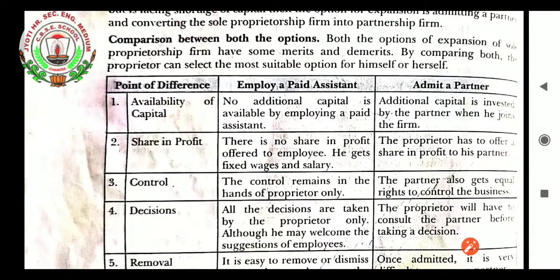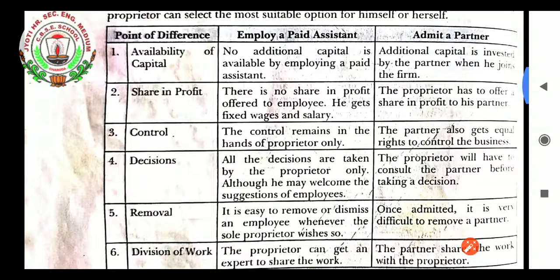Comparison between both the options, employing a paid assistant and admitting a partner. Both options of expansion of a sole proprietorship firm have some merits and demerits. By comparing both, the proprietor can select the most suitable option for himself or herself. Employing a paid assistant: no additional capital is available. Admitting a partner: additional capital is invested by the partner when he joins the firm.